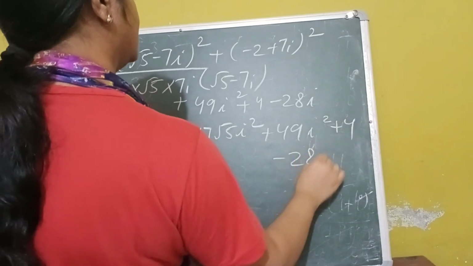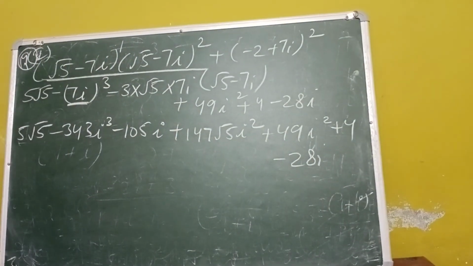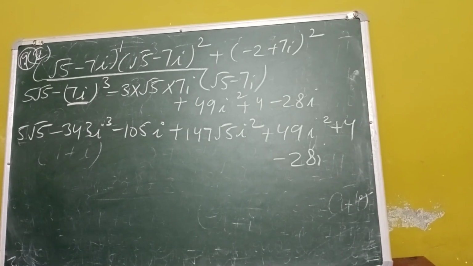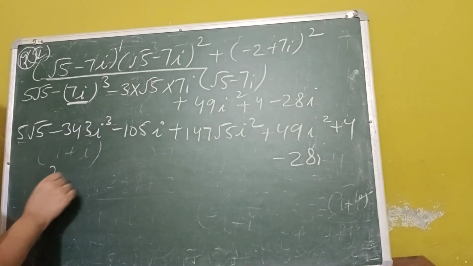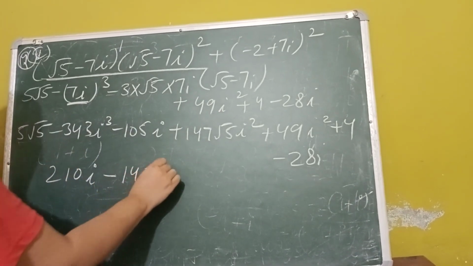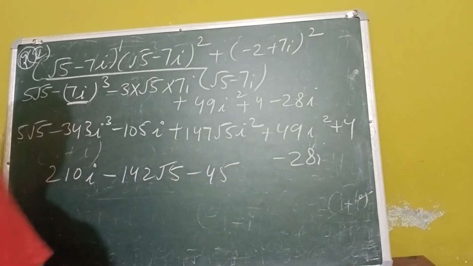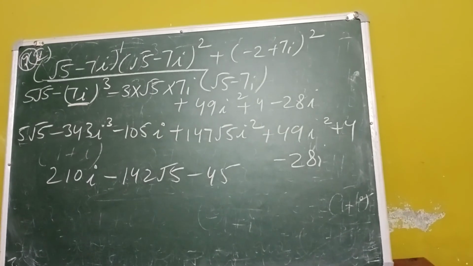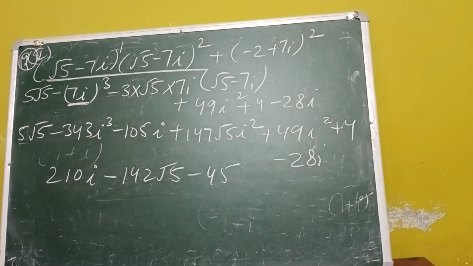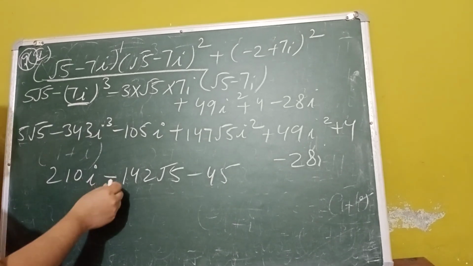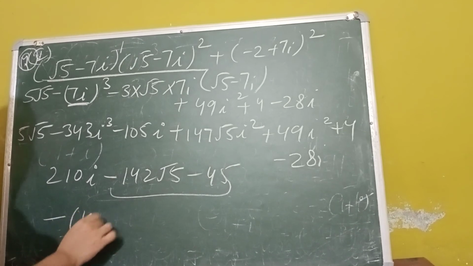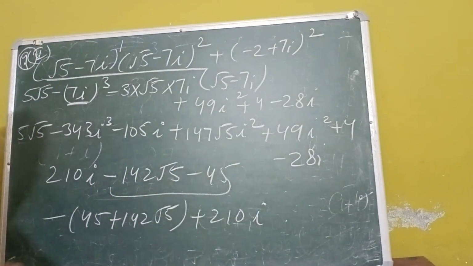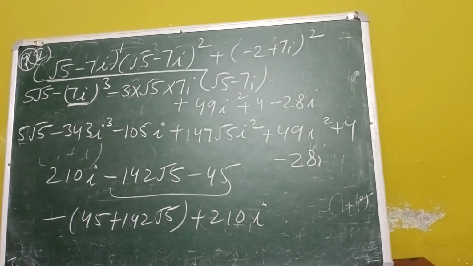What I'll do, I will change all the i cube in the form of i, because i cube we can write minus i, and i square we can write minus 1. So here after solving this we will get 210i minus 142 under root 5 minus 45. Since we have to write in the form of a plus ib, what I'll do, from these I will take minus common outside. Minus (45 plus 142 under root 5) and it's 210i. So here we have written it in the form of a plus ib.